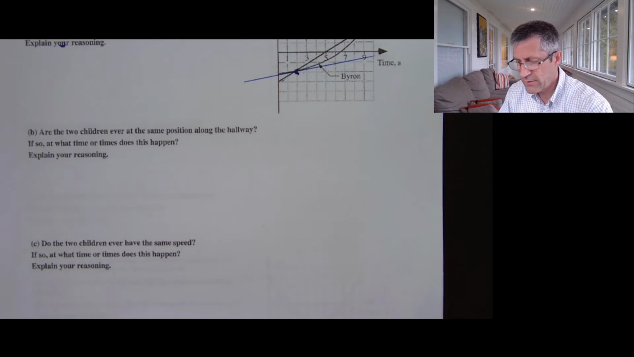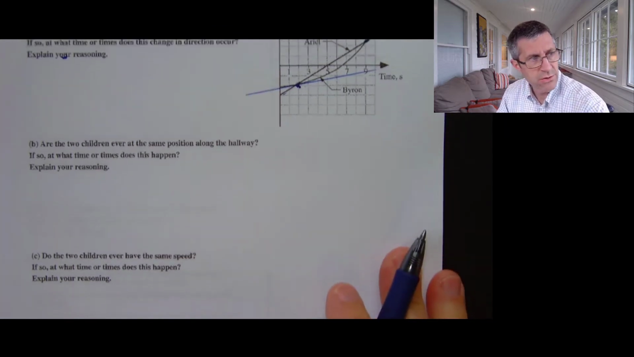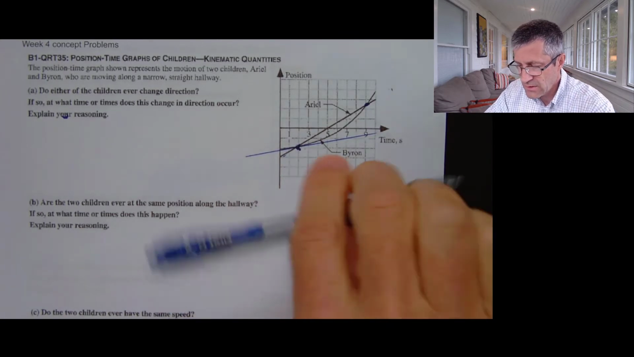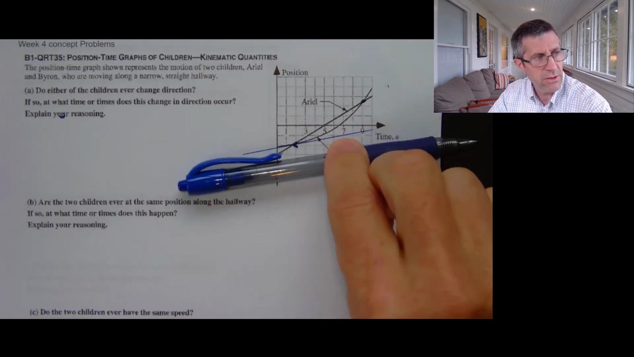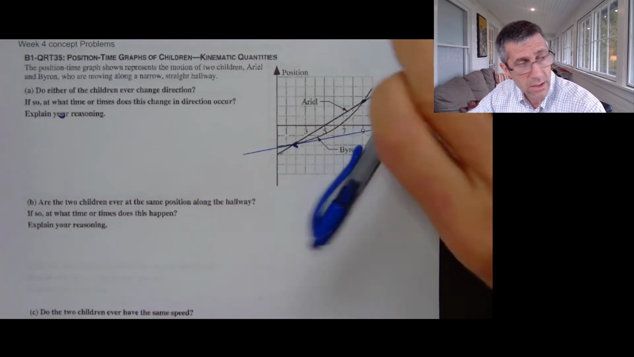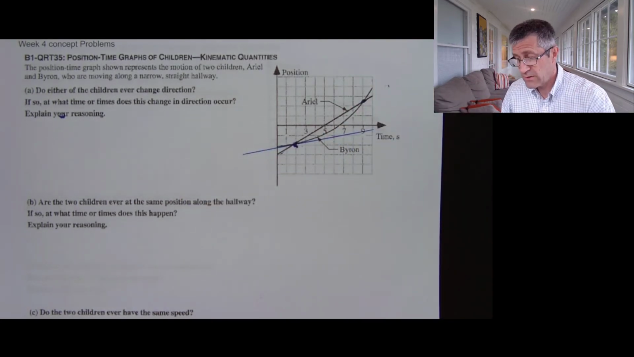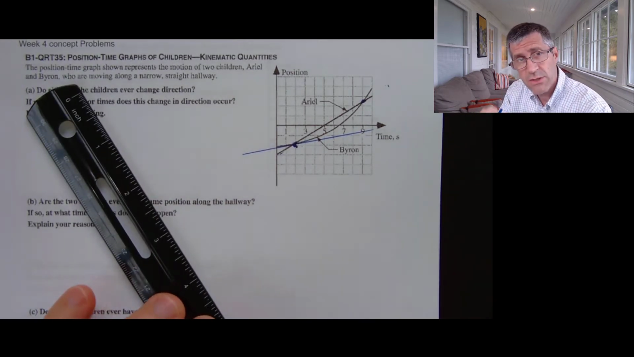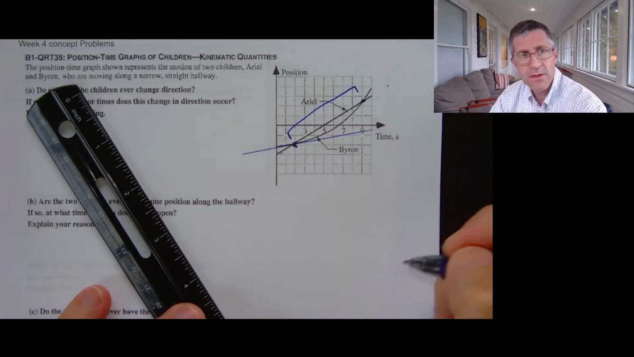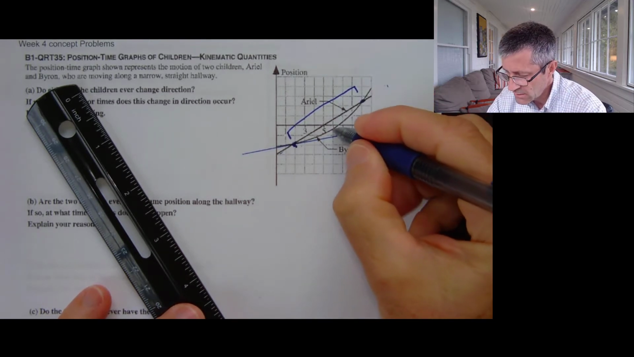Do the children ever have the same speed? An interesting question. If I look at the instantaneous velocity, it starts here for Byron being less than Ariel, and it ends up being more than Ariel. So at some point in there, it's going to have exactly the same velocity. And it turns out if they're experiencing constant acceleration, it's going to be exactly halfway between here, wherever that is.